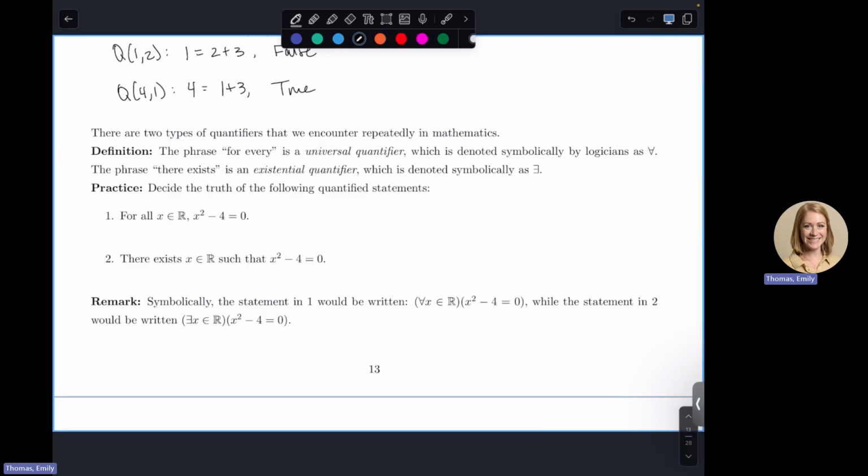There are two quantifiers in math that we use a lot. One of them is the universal quantifier. That is for every. The universal quantifier is for every, and that is an upside down A, for all.